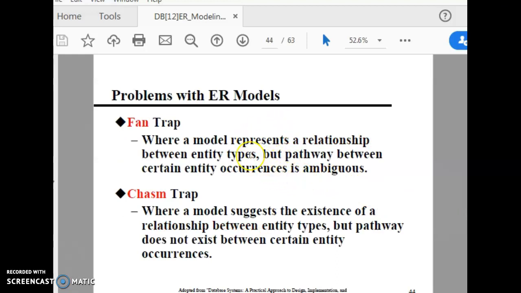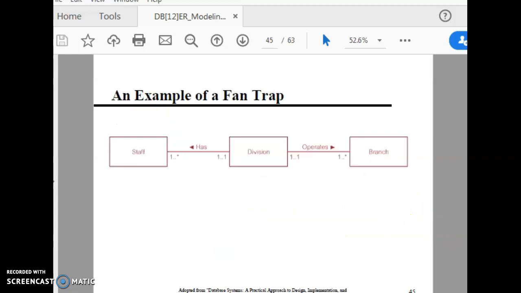If the pathway between certain entity occurrences in a relationship is ambiguous, then this fan trap occurs. Let us see the example for fan trap first. A fan trap may exist where two or more one-to-many relationships fan out from the same entity type. So, in this figure, it shows two one-to-many relationships, has and operates, from the same entity called division.